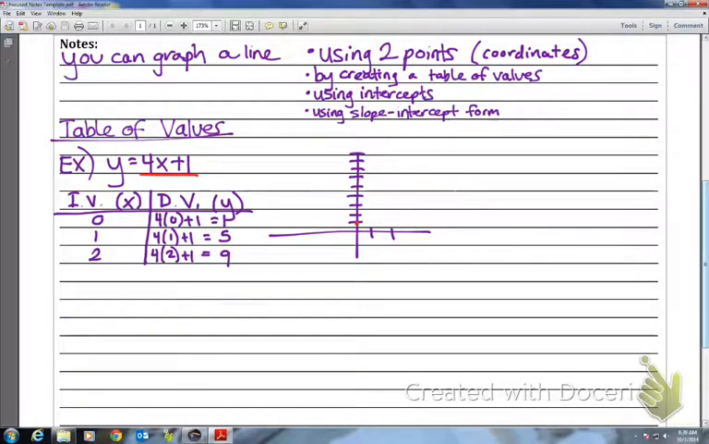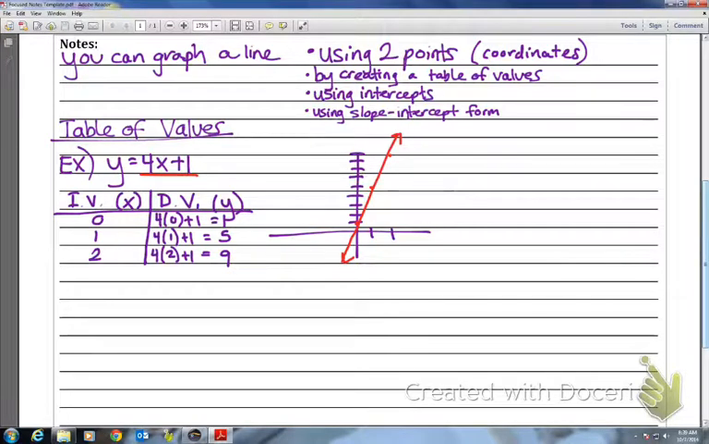The point 1, 5, so that's 1, and then 1, 2, 3, 4, 5, there's 1, 5. And the point 2, 9 would be way up here. And then I'm going to do the very best that I can to connect these with a straight line. And that is one way to graph a line. So that's graphing a line using a table of values.